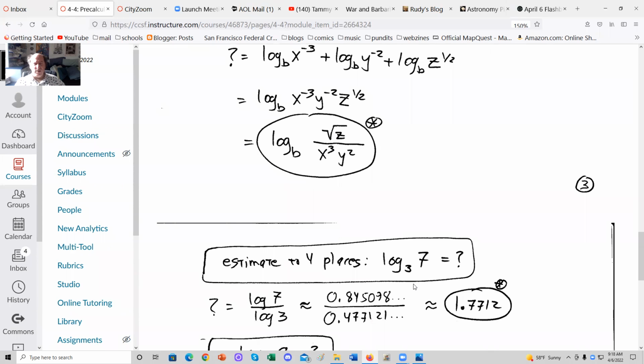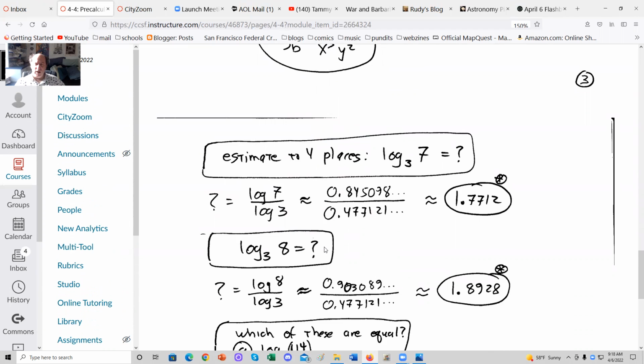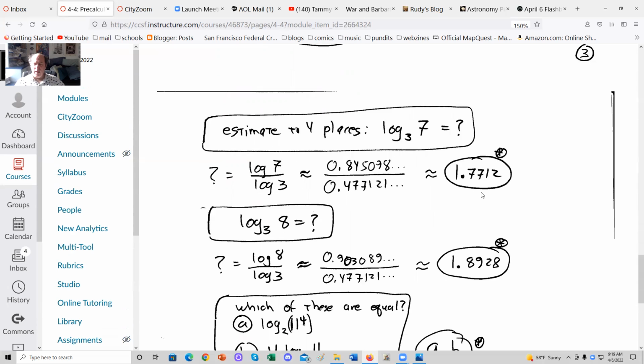Now here we use the change of base formulas to estimate log base 3 of 7 and log base 3 of 8. Log base 3 of 7 is a ratio of log 7 over log 3. Log base 3 of 8 is log 8 over log 3. And okay, these have values. Log 7 is about 0.845098. Log 3 is 0.477121, whose ratio is about 1.7712 to 4 places.